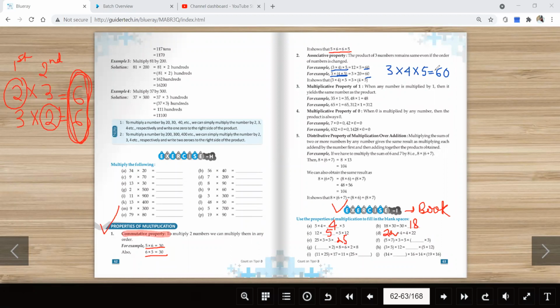That means where we put the brackets is not mattering. What matters is that the answers are coming the same, right? So here we can write like that: (3 into 4) into 5 equals 3 into (4 into 5). The bracket is first in between 3 and 4 in the first case, and in the second case it is in between 4 and 5, right? So here we can write 5 into 7 into 3 equal to 5 into 7 into 3.